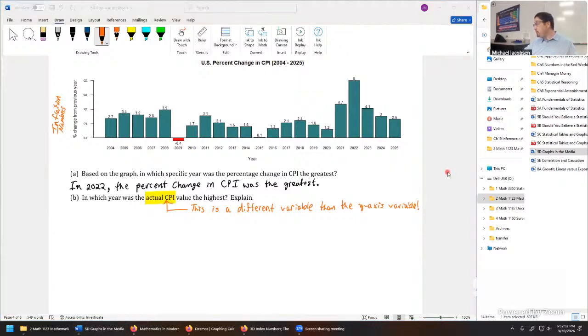Turns out it wasn't 2021. And yeah, I agree with what Amy's saying. It's kind of hard to figure that because these are percents and it's giving percent change from the previous year. Yet the question is CPI. We don't have a graph for CPI that we're looking at whatsoever. So there's got to be another way to kind of figure this.